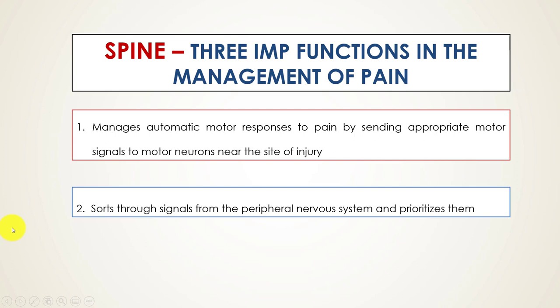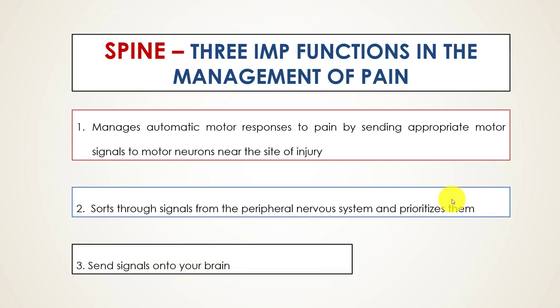The second thing your spine does is sort through all the different signals from your peripheral nervous system and prioritize them. That gate control system of interneurons is not just for pain. It's at work in our bodies all the time, sorting and routing all the signals we receive from our sensory nerves. The spine adds chemical modulation to these signals, like it upgrades some signals and downgrades other signals. Finally, once all that sorting and prioritizing is done, the spine sends the signal onto your brain, right?